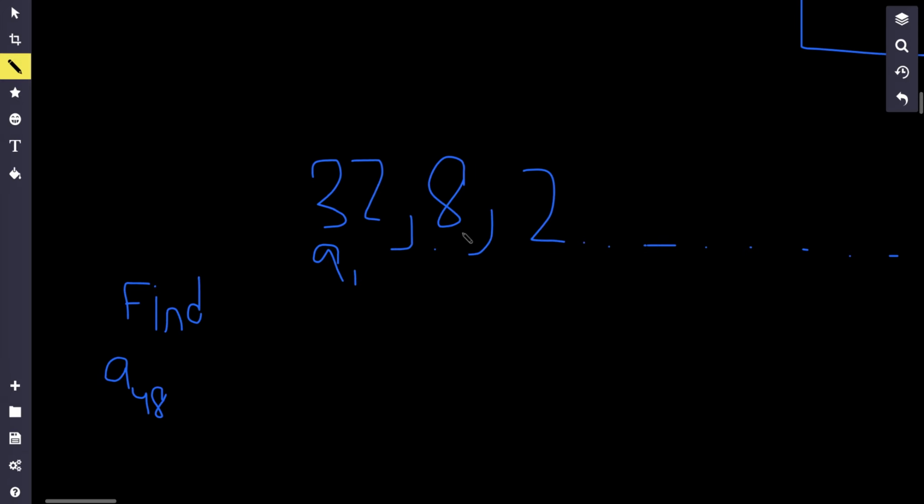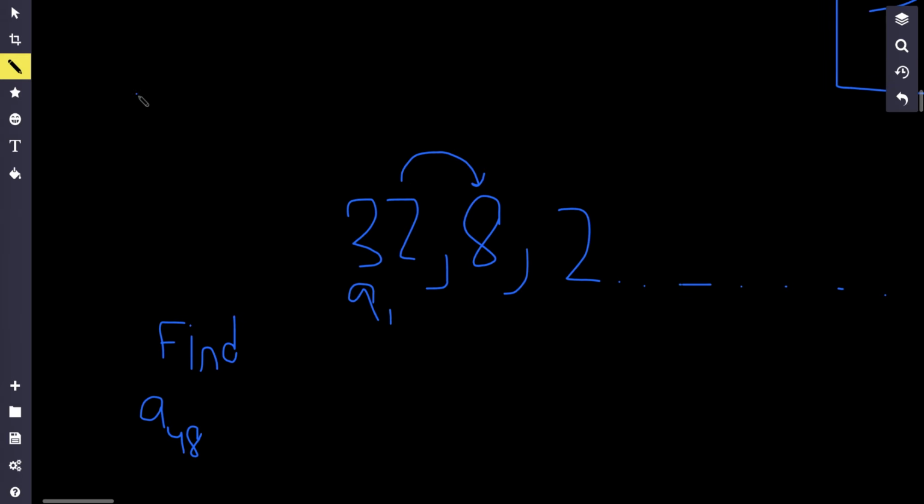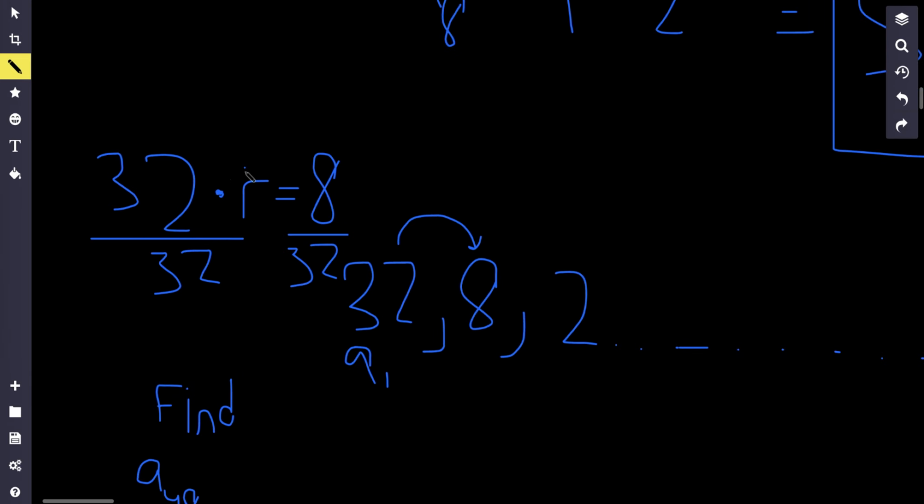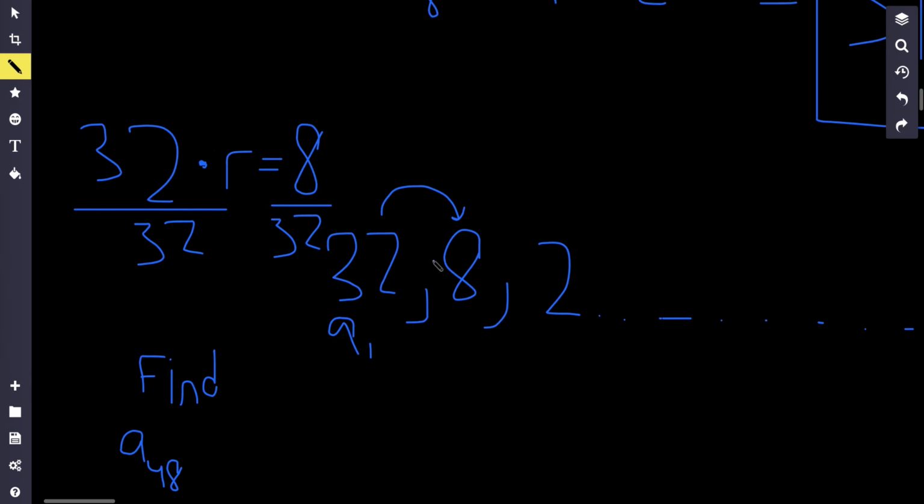Well, what's our common ratio? You can think about it as, what number multiplied by 32 gives me 8, right? So 32 times some common ratio is going to give me 8. What is that common ratio? If I divide both sides by 32, I'll just get my common ratio. Remember, we can actually find the common ratio by dividing one of the terms by the term behind it, right? Which is what we have here.